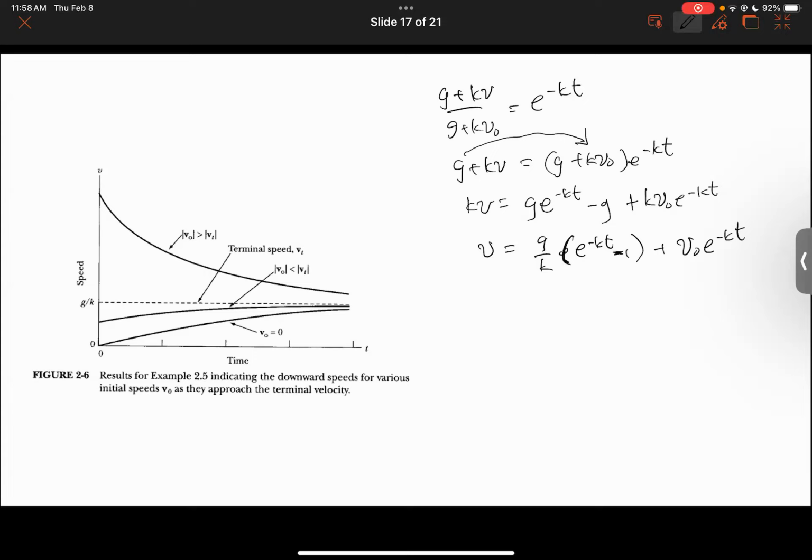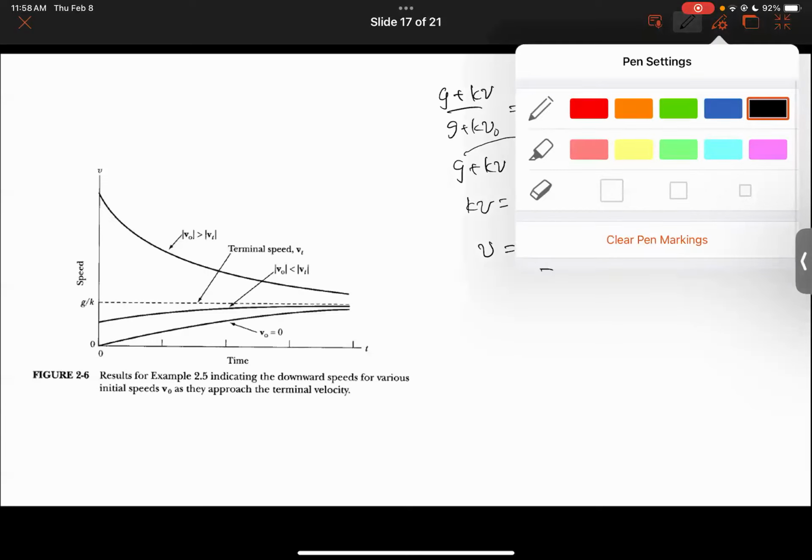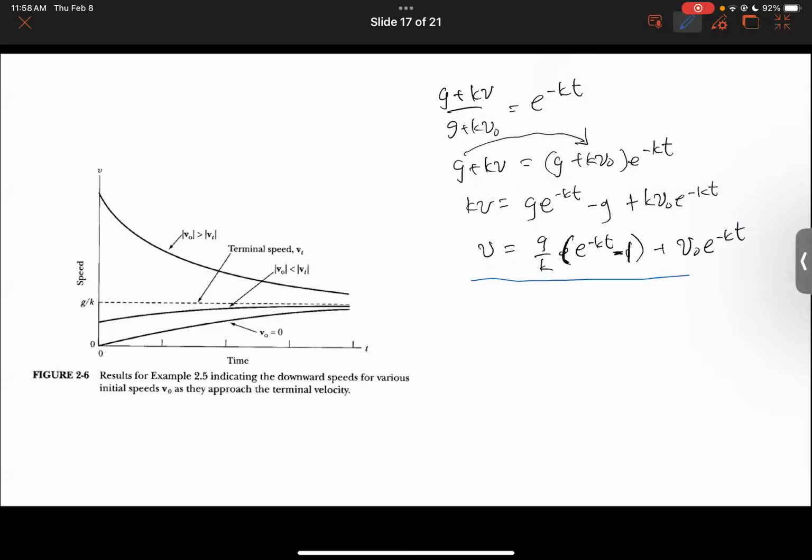Okay? So yan yung expression natin ngayon for the velocity. Siyempre, kung halimbawa kayo yung nagsisolve ng problem, ano?